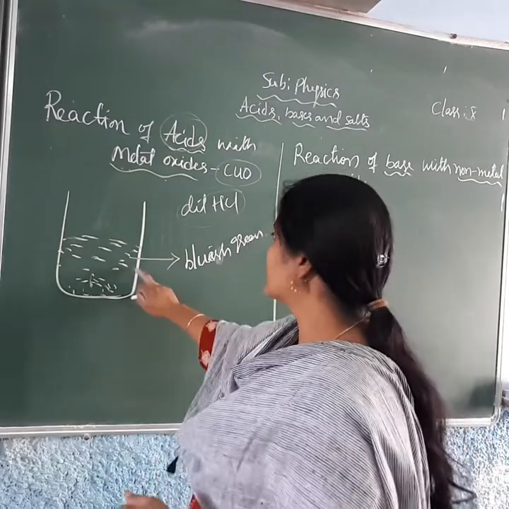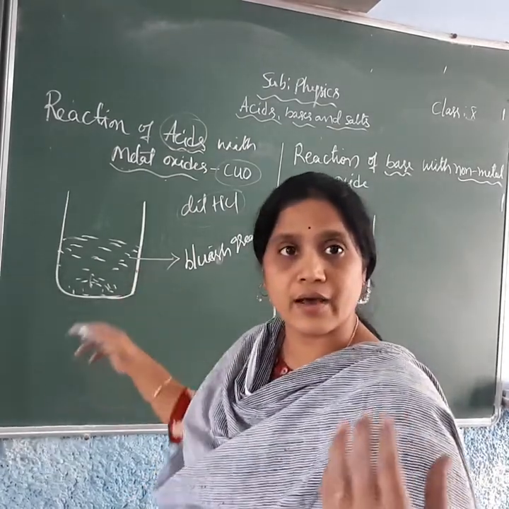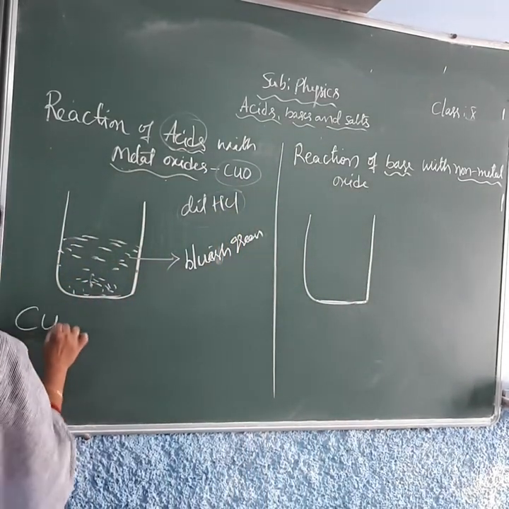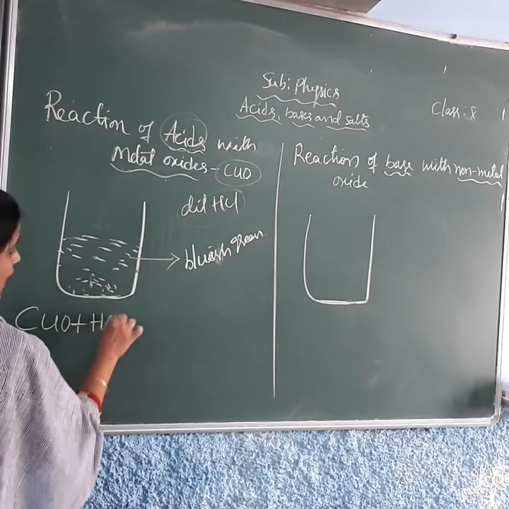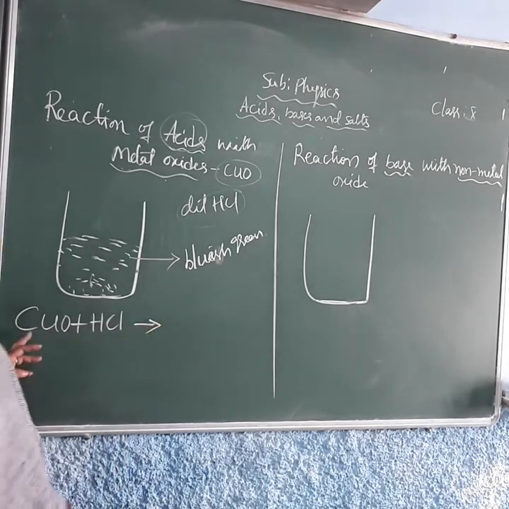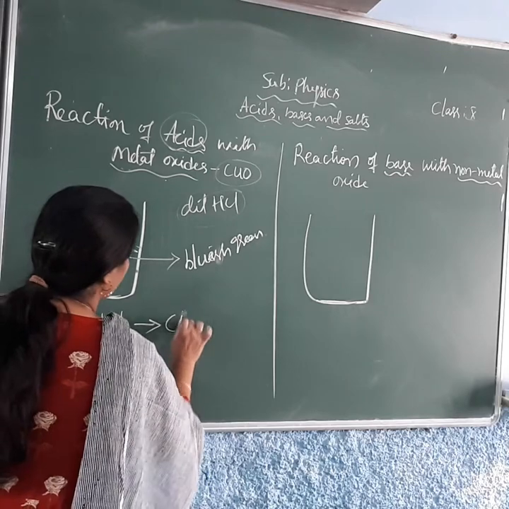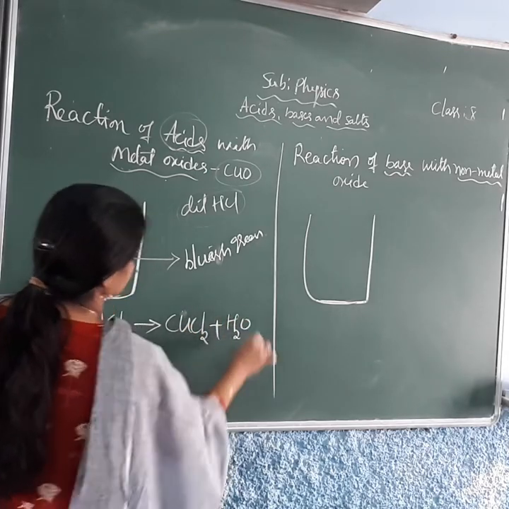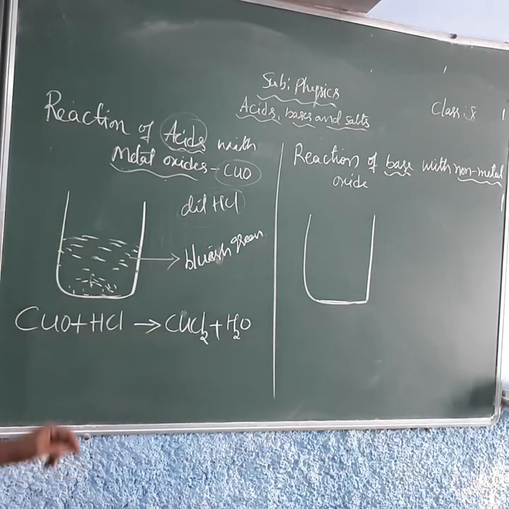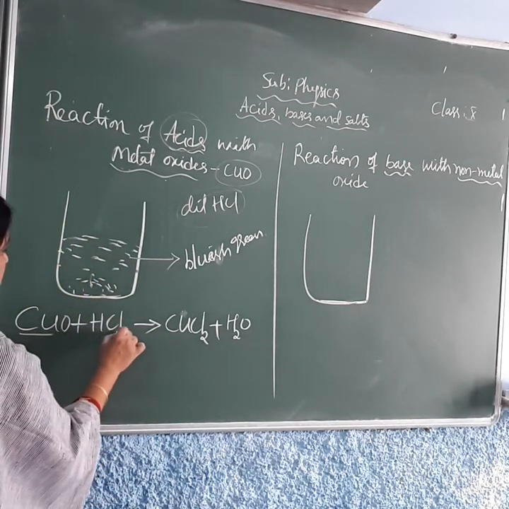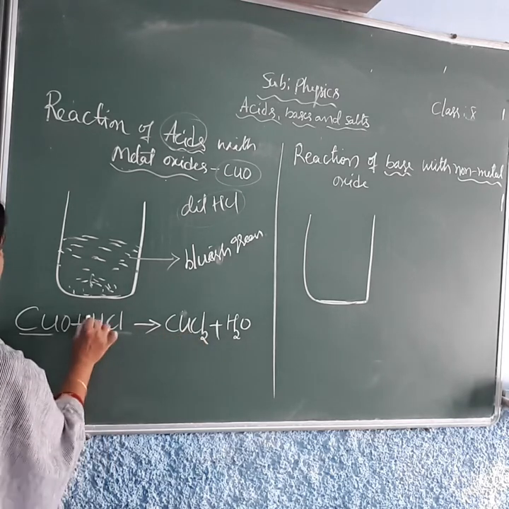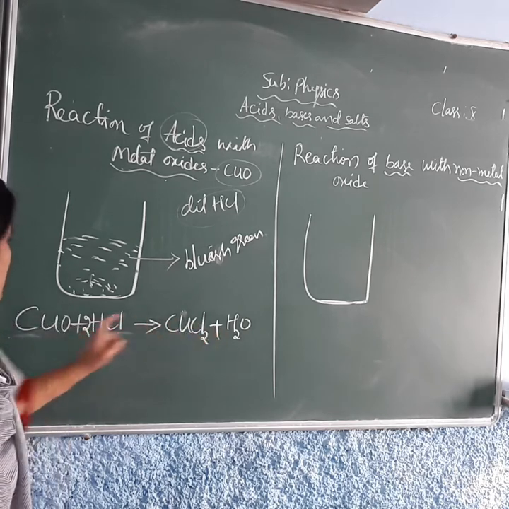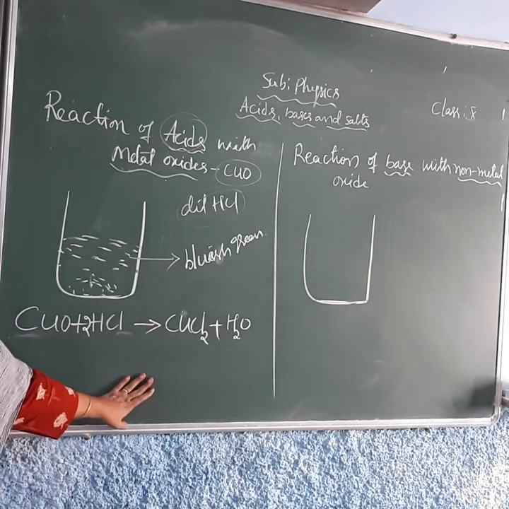And the products formed, here I will write the reaction. When the metal oxide reacts with the acid, we get the products copper chloride plus water. Copper chloride and water. Here CuCl2 is there, and we must balance with a 2, meaning 2HCl. O is 1 and 1, so it is a balanced equation.